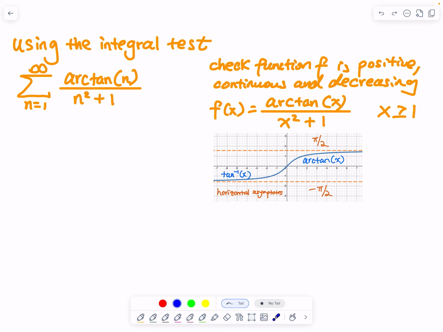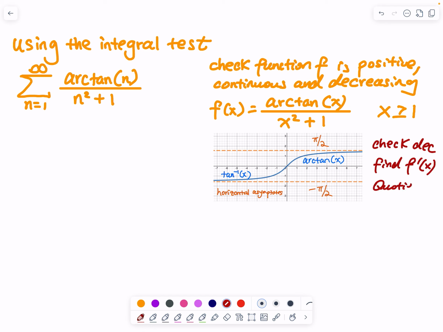And then what about decreasing? That one isn't that easy to check. You will have to use the quotient rule. So to check decreasing, you have to find f prime of x. This one is the quotient rule. What is the quotient rule? It's what you use when you find the derivative of a function.